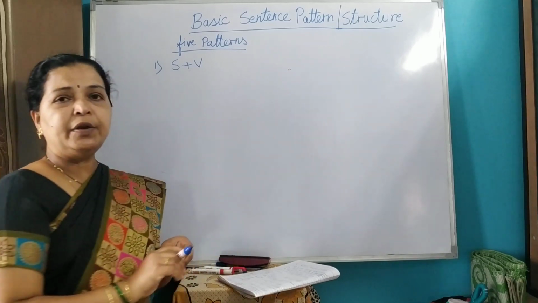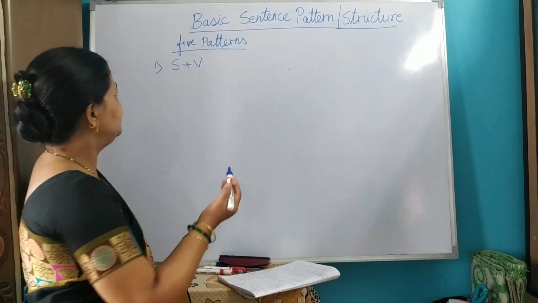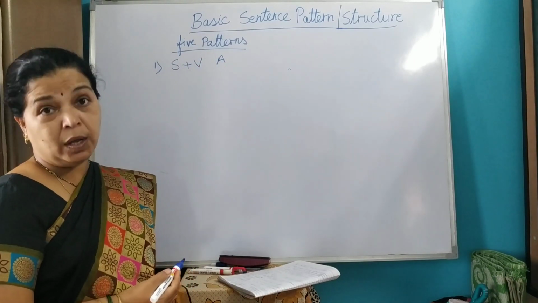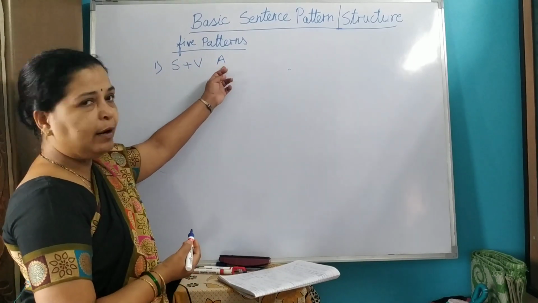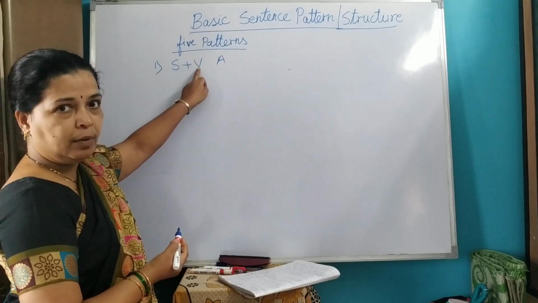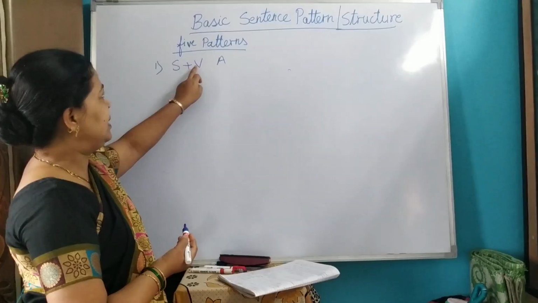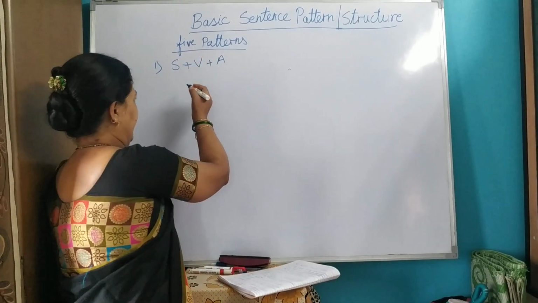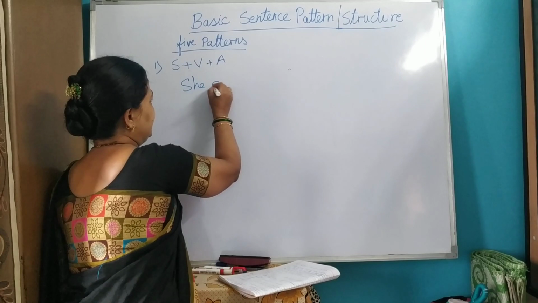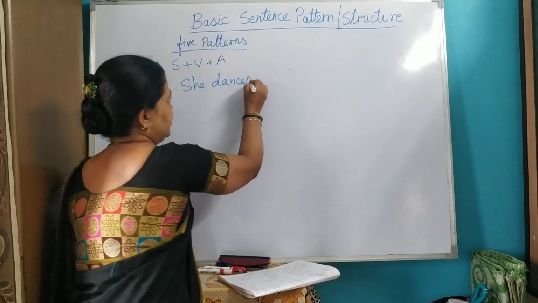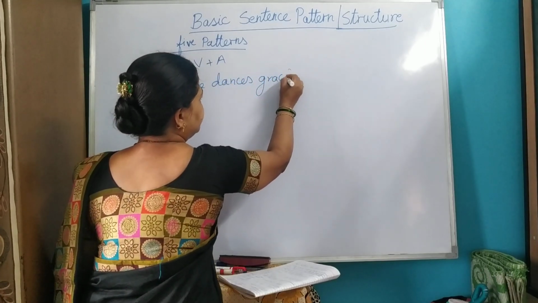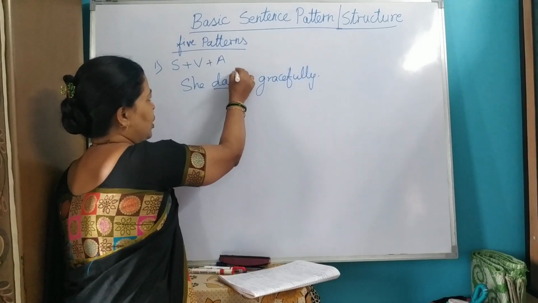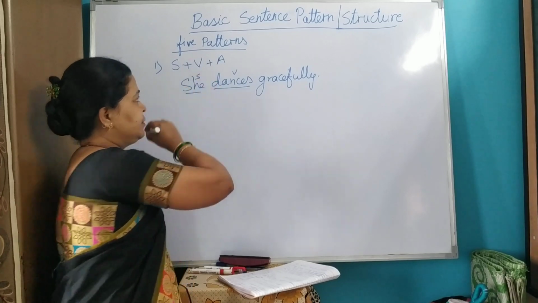Now here what you can do, you can also add an adverb after the verb. So the pattern will become S plus V plus A. For example, I will tell you the first sentence. She dances gracefully. Okay. So dances is the verb, she is your subject.